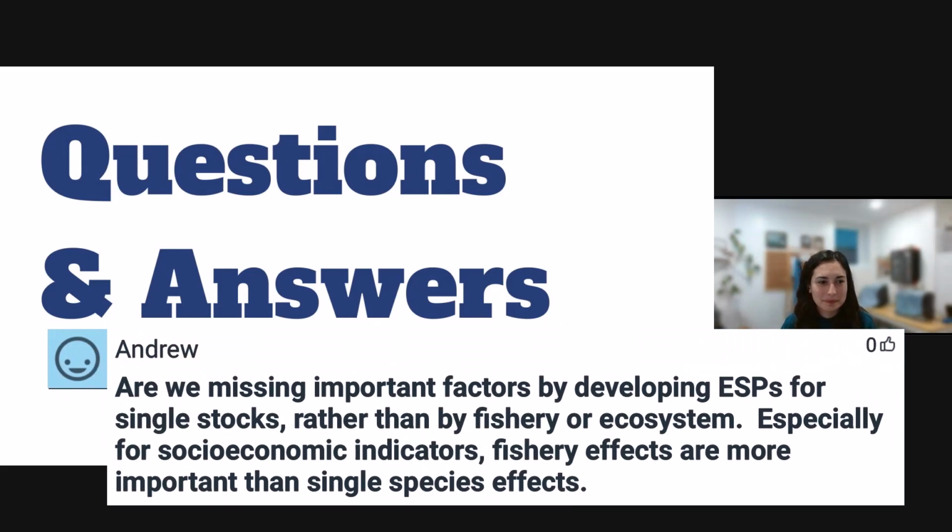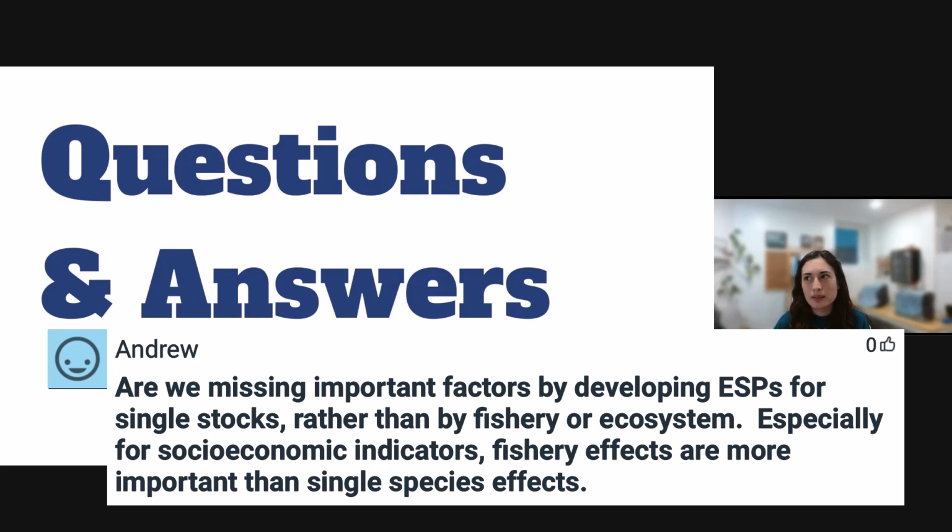So this next question asks, are we missing important factors by developing ESPs for single stocks rather than by fishery or ecosystem? Especially for socioeconomic indicators, fishery effects are more important than single species effects. Yeah, thank you for the question. And I think, yes, when we choose to present information in one way, we're always not presenting it in another way. And that does inherently limit some of the applications. But the goal of the ESPs is that a lot of ecosystem and socioeconomic information is already presented holistically on a coast level, on a fishery level, on a regional level.